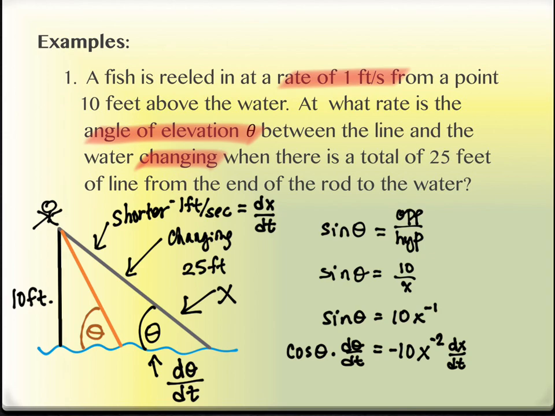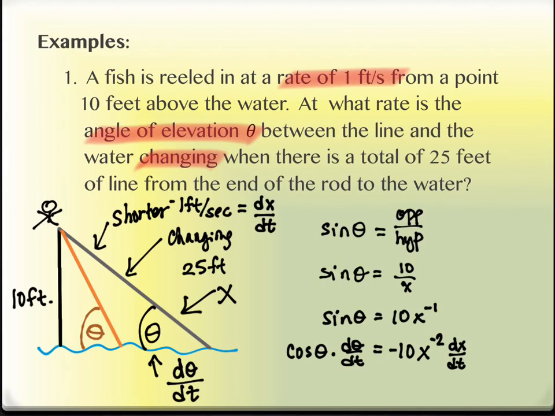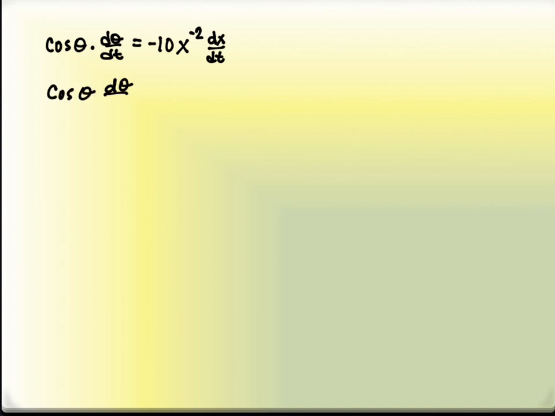Okay. Now, some of these things we know. We'll change this and clean it up a little bit because it's kind of messy looking. Do I have a blank screen? I do. All right, so let's take this over here. And we'll clean it up just a bit. So this is cosine of theta, d theta dt, and it equals negative 10 over x squared dx dt.